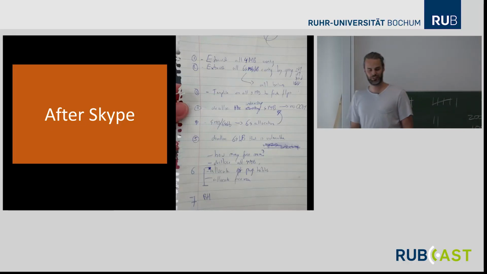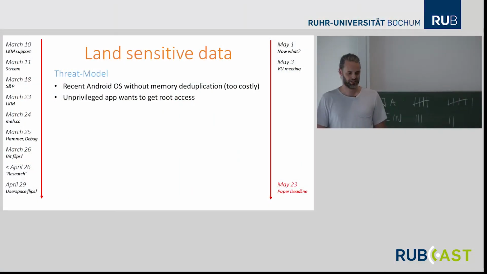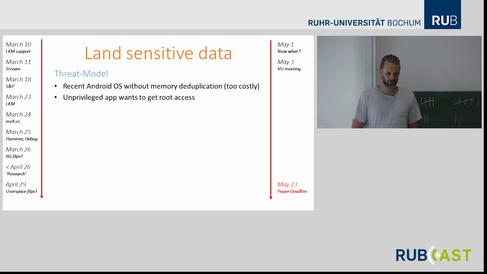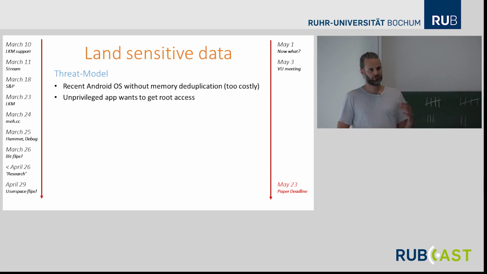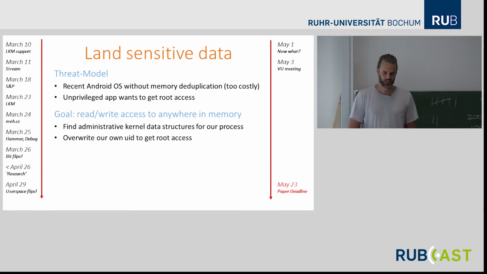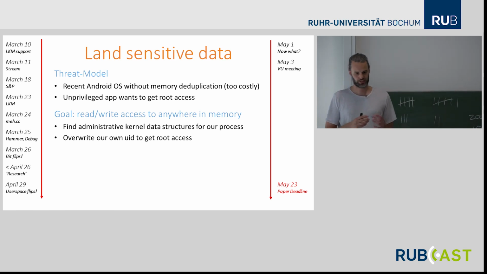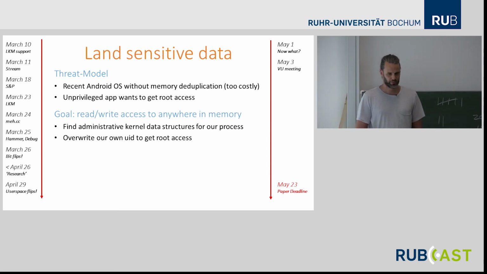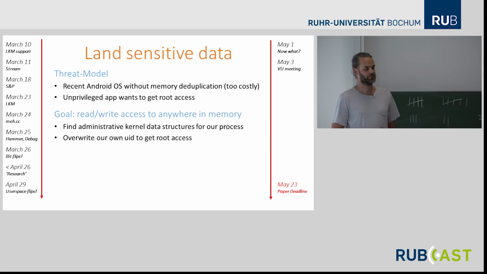But at least after the Skype call, it was clear what we had to do: landing sensitive data. The threat model that we're going to assume was a recent Android operating system without any kind of memory deduplication. And then we have an unprivileged app that wants to get root access. To get there, basically what we want this app to do is get read-write access to anywhere in memory. Because once we can read and write anywhere in memory, we can find our own administrative data structures for our own process, and then we can override our user ID and get root access. So the goal is read-write access.